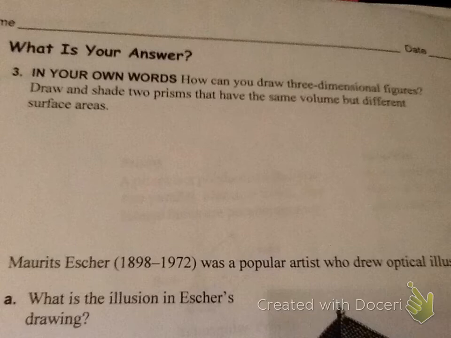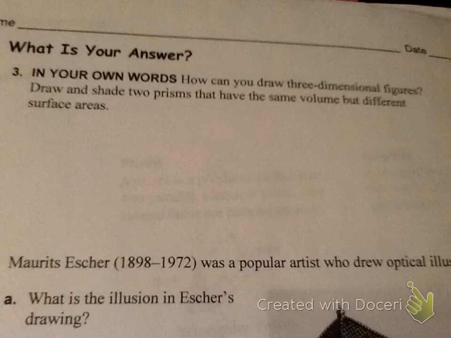Alright, in your own words, how can you draw a 3-dimensional figure? Draw and shade 2 prisms that have the same volume but different surface areas. So, to draw 3-dimensional figures, see if you can put into words a few steps of how to draw a 3D shape. And then, can you draw and shade 2 prisms that have the same volume but different surface areas?